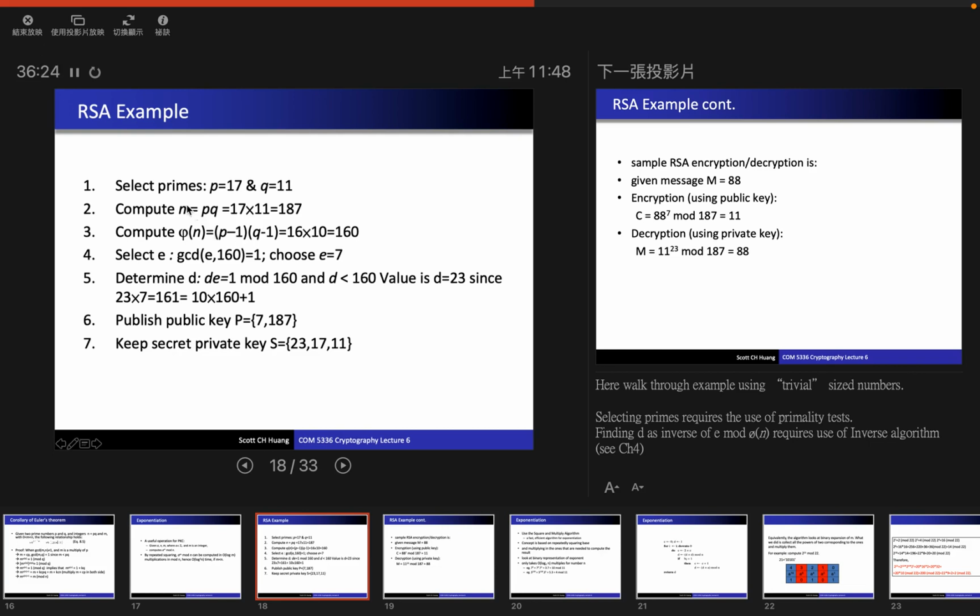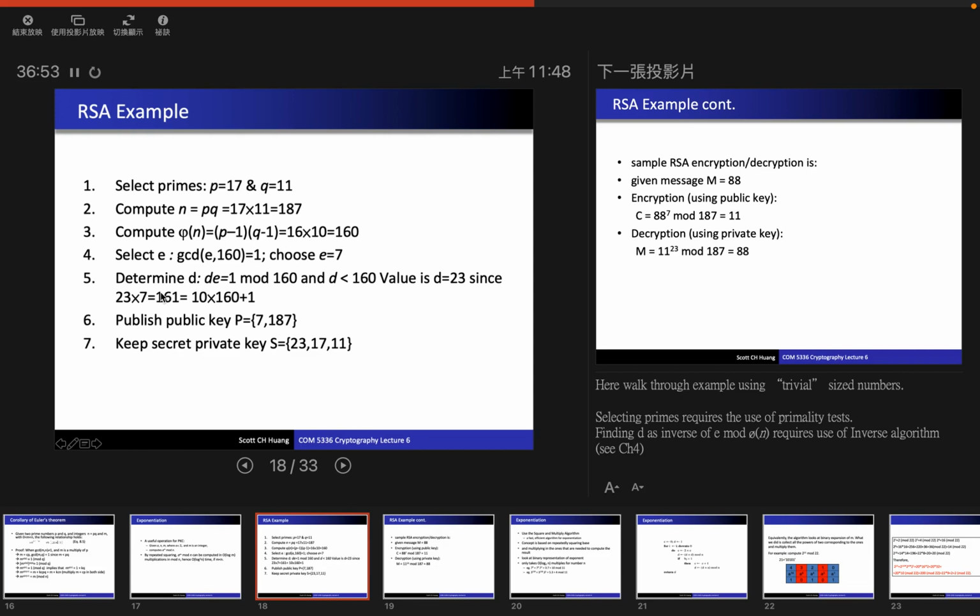And then we compute N. N is equal to P times Q. So in this case, it's small. It's 187. Okay? And this phi n. Phi n is P minus 1 times Q minus 1, which is 160. So this is only known by the legitimate user. So this is part of the secret key. Phi n is part of the secret key. Okay? So we select E and calculate D.